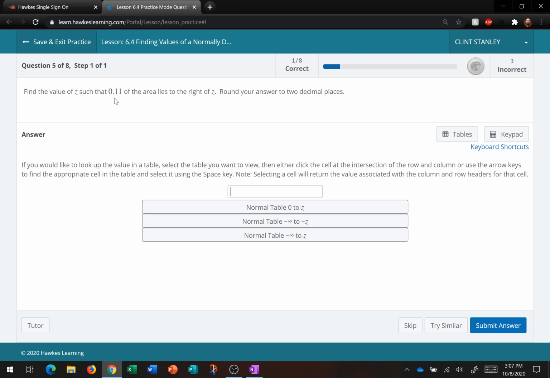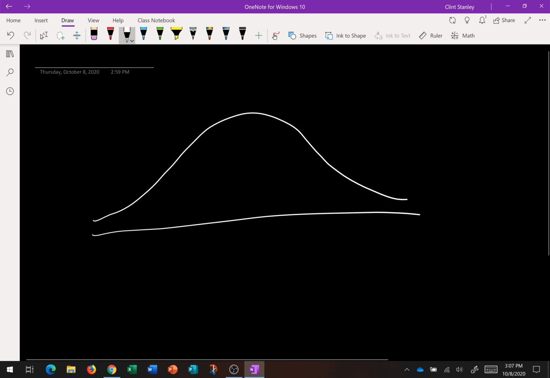It says find the value of z such that 0.11 of the area lies to the right of z. Okay. So remember, our tables give us area to the left, so we have to use a little trick here. Let's think about what's going on. Okay, so the issue here is we want a z value. We've got some z on here, and we want the area to the right of that to be 0.11, or we could add 2 zeros, 0.1100.